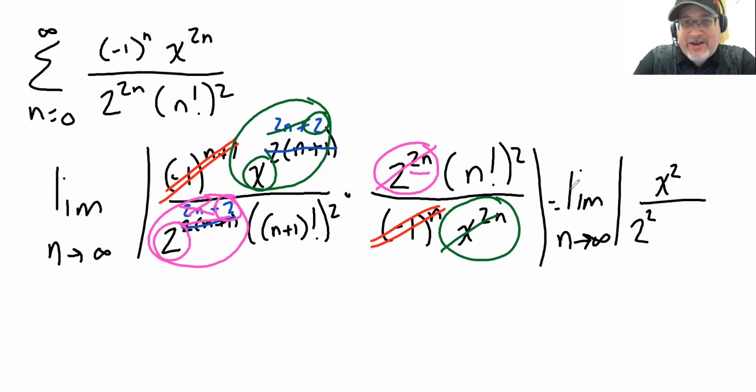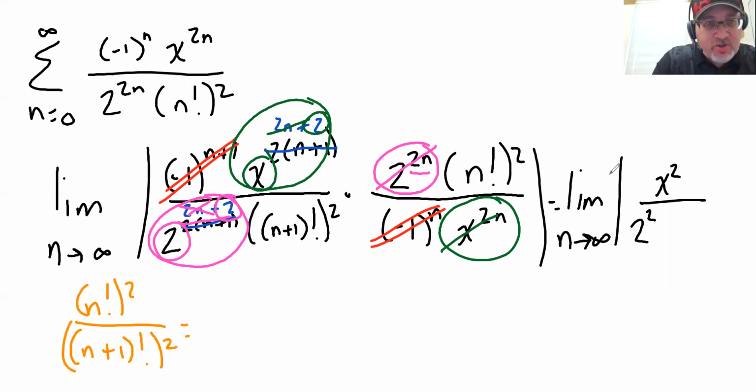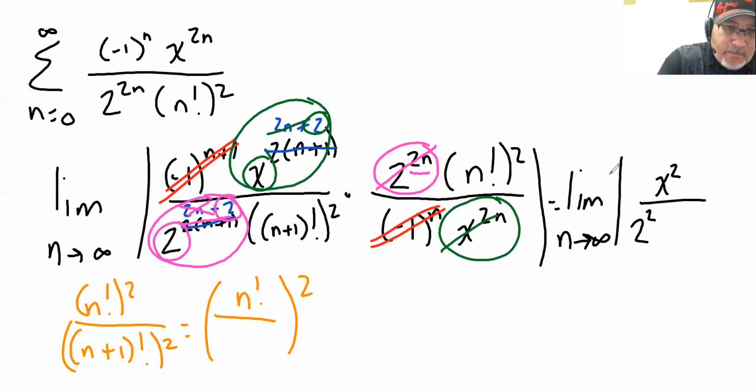But what about all these factorials? Well, maybe we need to take those to the side and look at them separately. We have n factorial squared over n plus 1 factorial squared. But since it's just a quotient of squared terms, we can write it as a single fraction squared. And we already know what happens here.